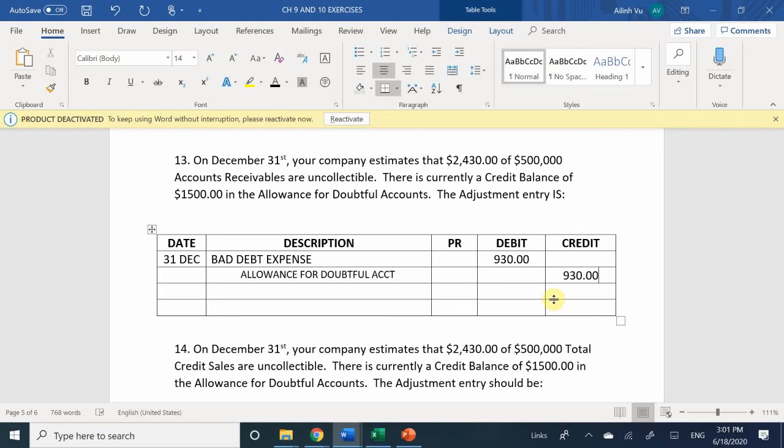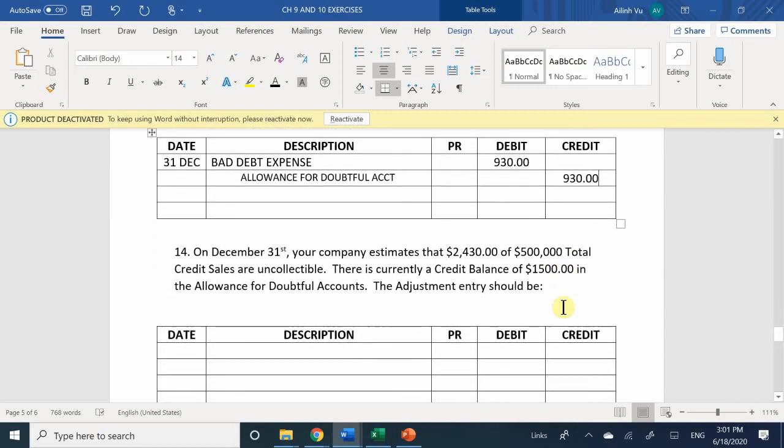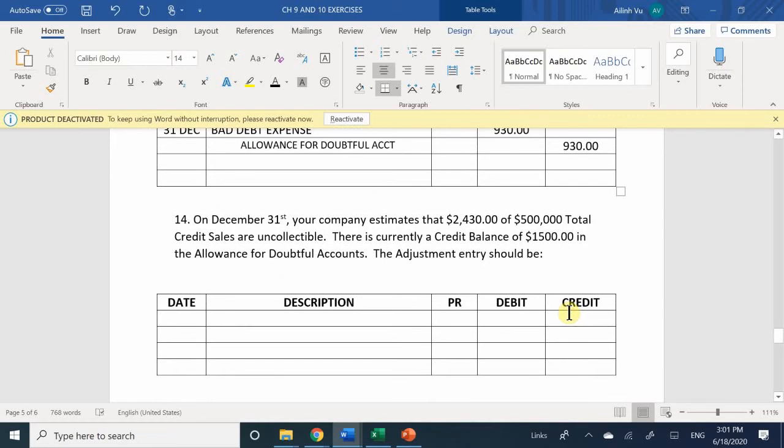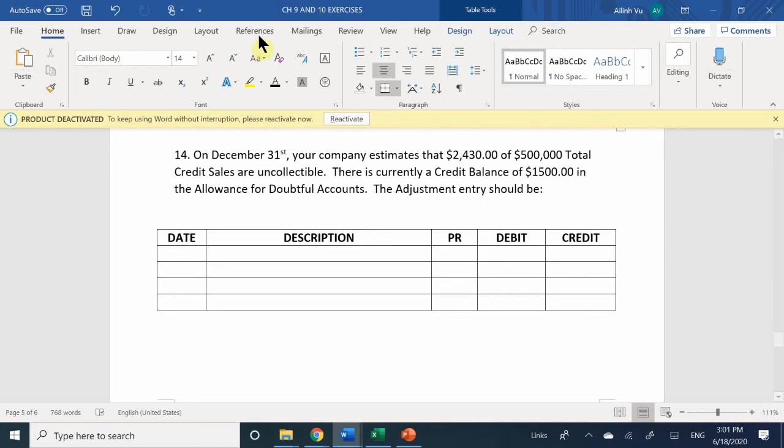Good. So lastly, question number 14. On December 31st, your company estimates that $2,430 of its $500,000 total credit sales is uncollectible. There is currently a credit balance of $1,500 in the allowance for doubtful accounts. The adjustment entry should be bad debt and allowance for doubtful accounts. That's correct.